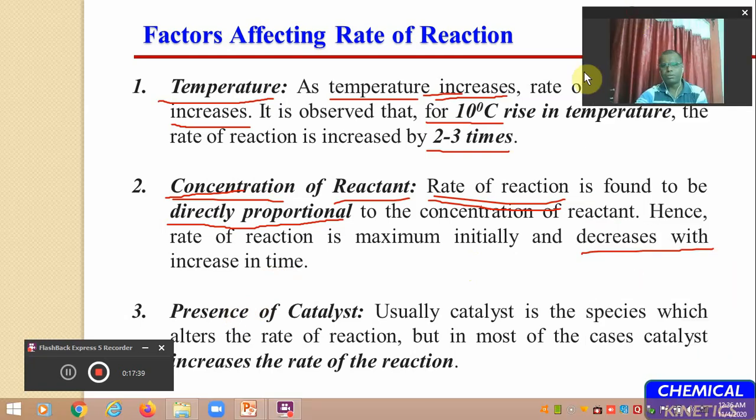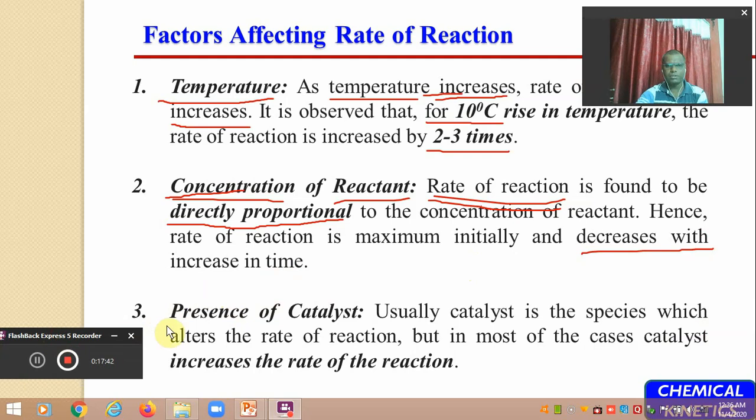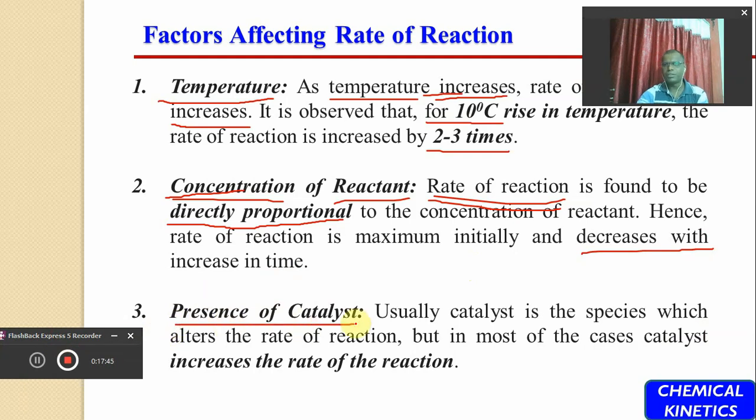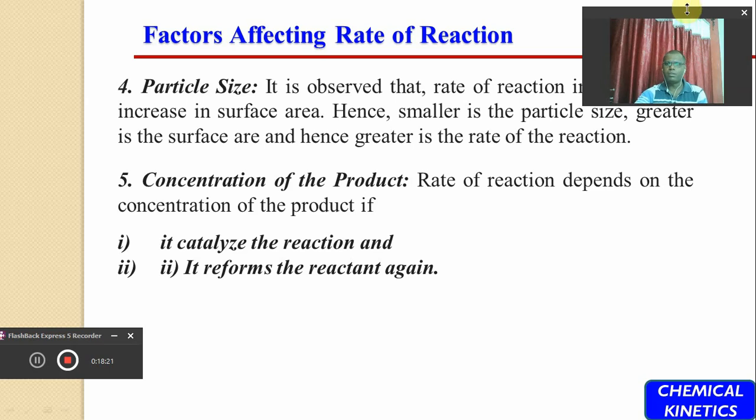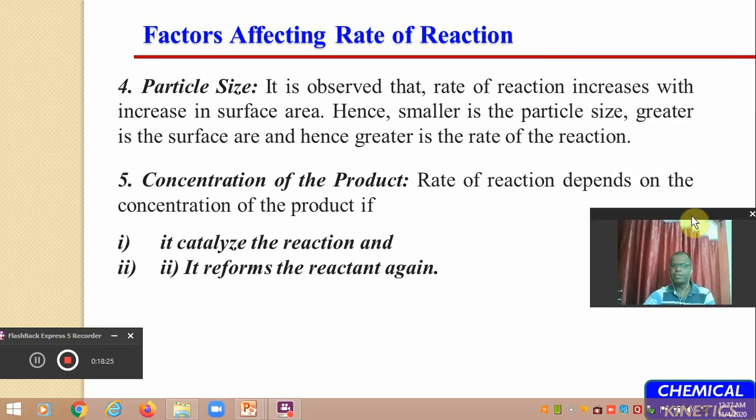Again, another factor on which the rate of reaction depends is simply the presence of a catalyst. If in any chemical reaction a catalyst is present, then it can change the rate of reaction. A catalyst is a species which alters the rate of reaction; it may increase or decrease the rate, but in most cases a catalyst increases the rate of reaction, and hence whenever a catalyst is present in a chemical reaction, the rate of reaction also increases.